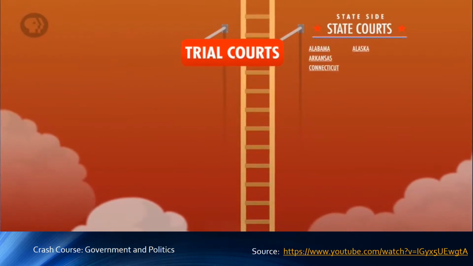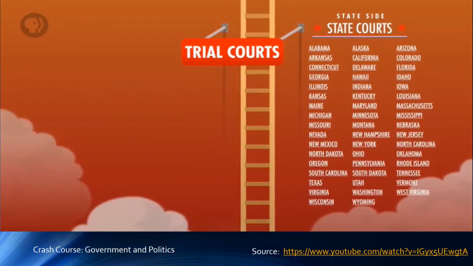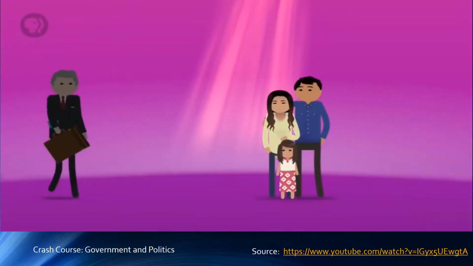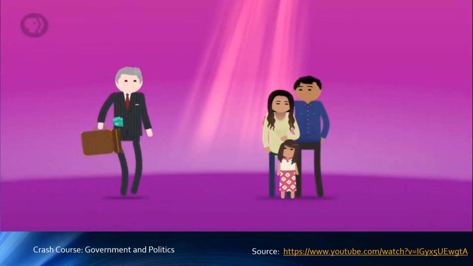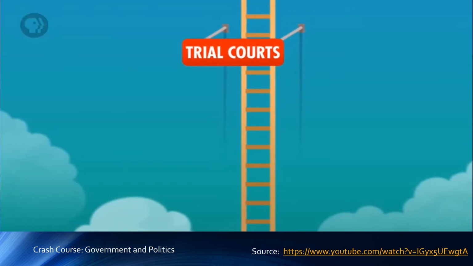When you realize that there are 50 states, each with its own court system, it shouldn't be surprising that the vast majority of cases start out in state courts. Of course, most cases never get to court at all. The vast majority of disputes, criminal and civil, are settled outside of court. How's that for efficiency?